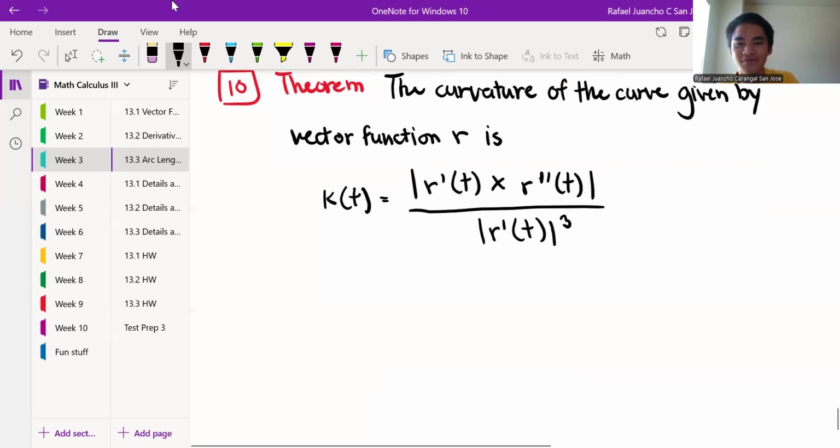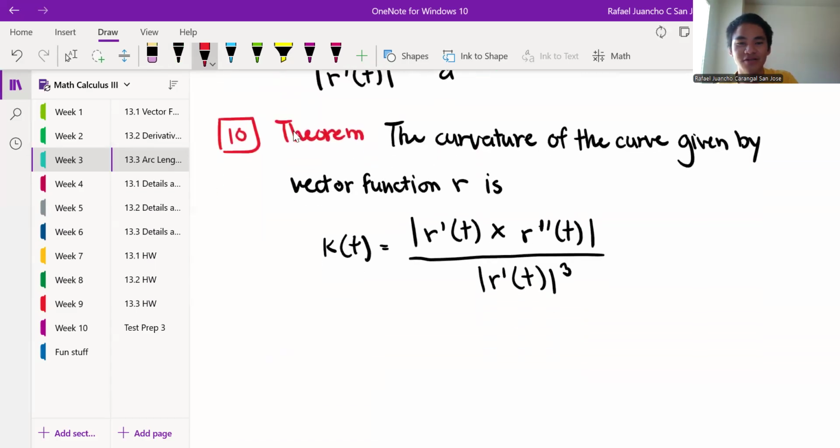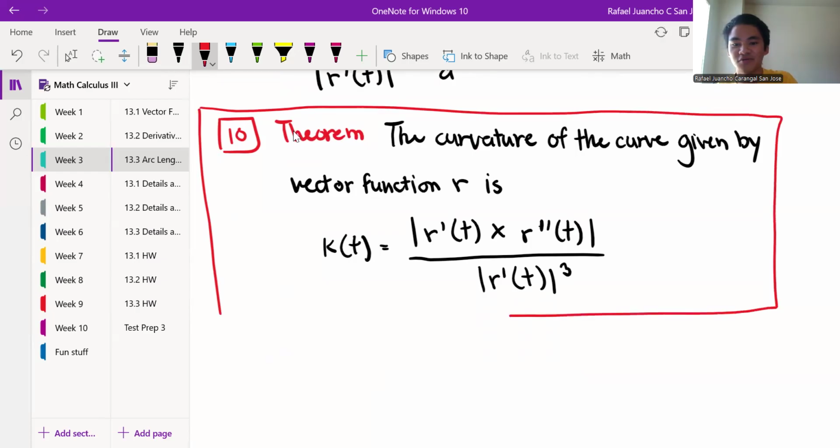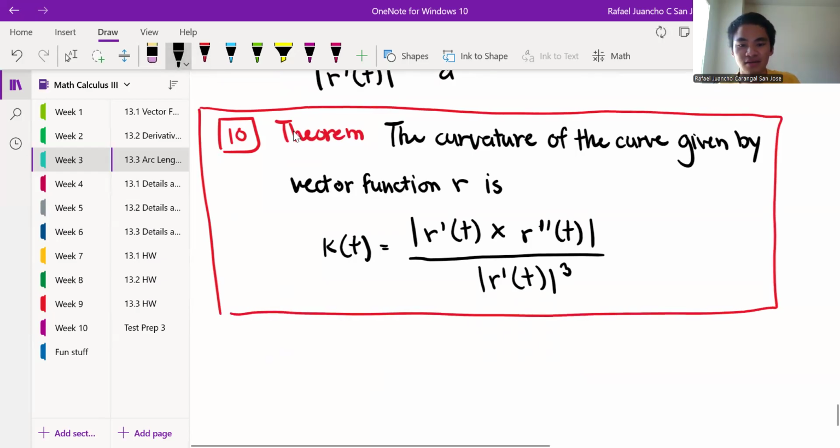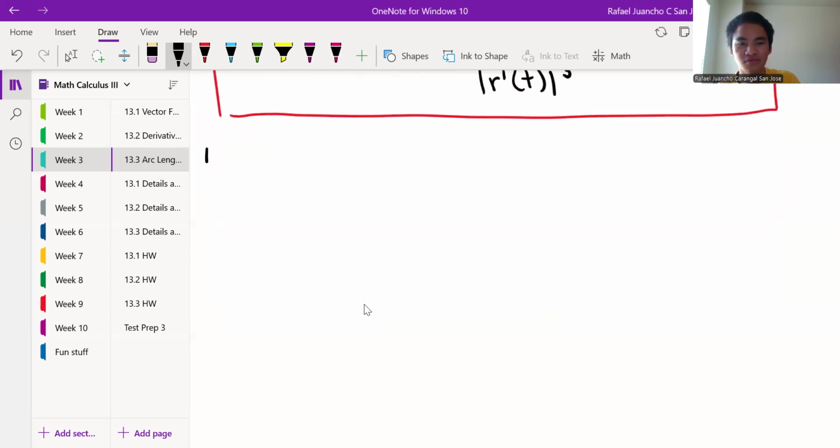You might be wondering, and I am also wondering, where in the world did he get that formula? Well, there's actually a proof for this, which I'm not going to go over. But yeah, there's some proof on how they were able to do this. I'm not going to go through it. Okay, so let's do example 4.